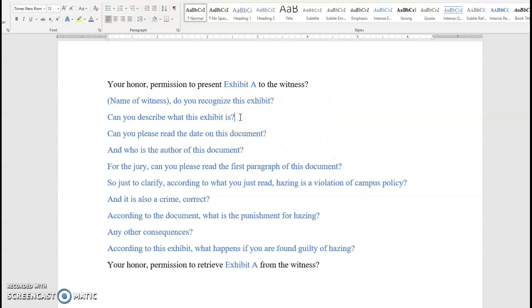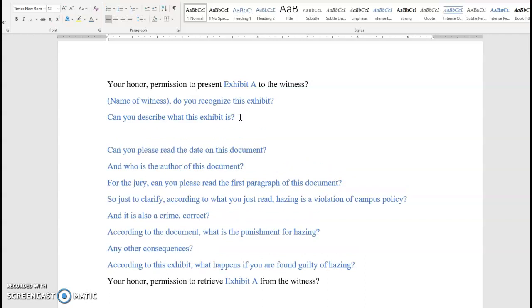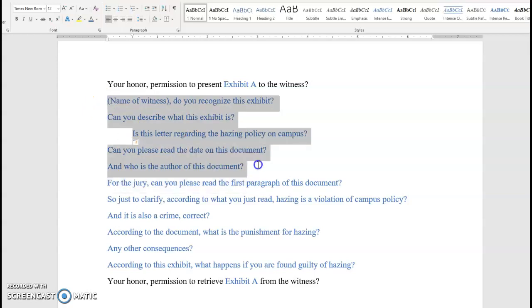If he's not specific enough, you can always add in another question and say, what is the letter regarding? In which case the witness would respond. So you can ask, since it says cross-examination, is this letter regarding the hazing policy on campus? Again, sometimes you have to add questions in because the witness might not give you everything you need. Can you please read the date on this document? And who is the author of this document? These questions here are, again, just establishing the fact that the witness is familiar with the document.